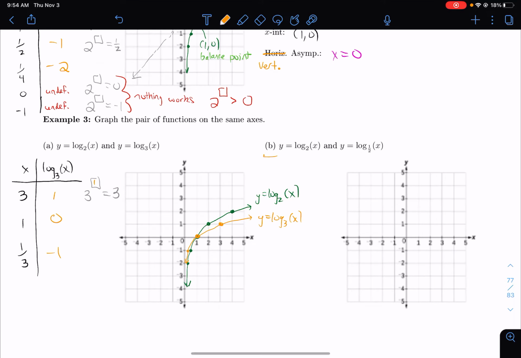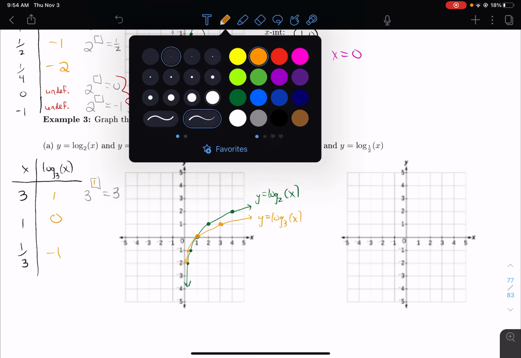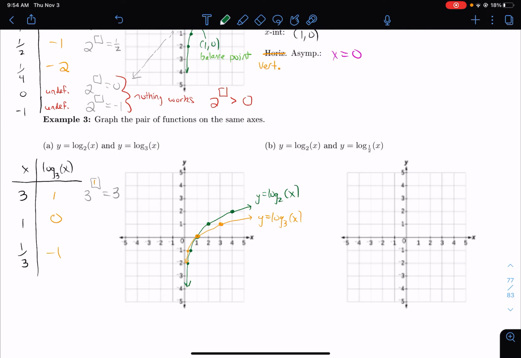Part B, what if I now want to graph log base 2 of x and log base 1/2 of x? So log base 2 of x, we've done that a couple of times. Let's just plot those points. When x is 1, y is 0. When x is 2, y is 1. When x is 4, y is 2. When x is 1/2, y is -1. When x is 1/4, y is -2. And connecting these, we got our graph of y equals log base 2 of x.